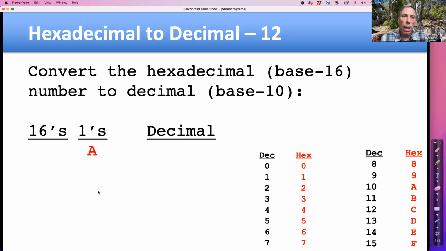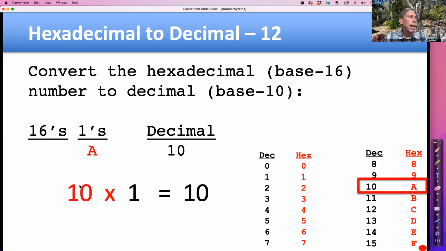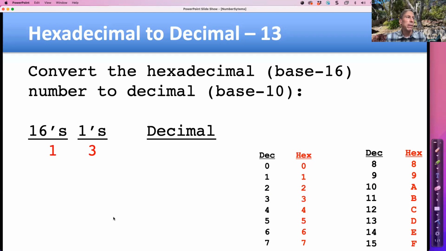We can also look at this kind of like currency. We've done that before in the previous video. Let's take a look at this. If I gave you A $1 bills, how much am I really giving you? A is 10 decimal. So what I'm giving you is 10 $1 bills, or 10 times 1, 10 decimal. This is just the column of 1s.